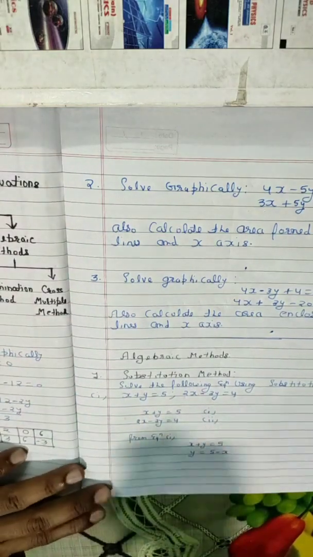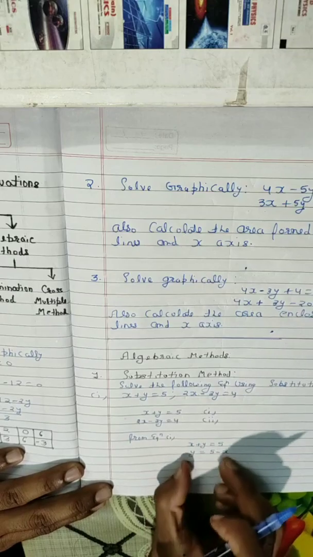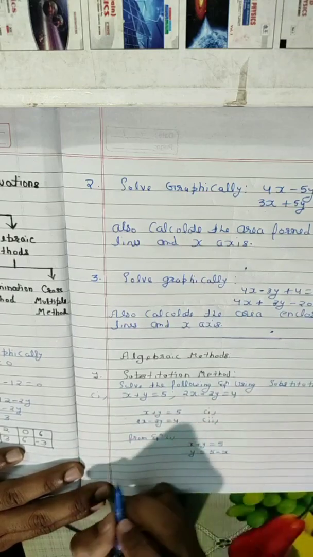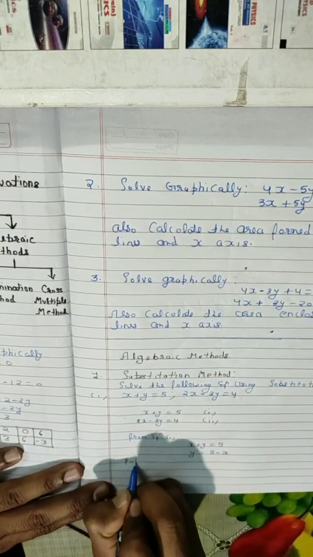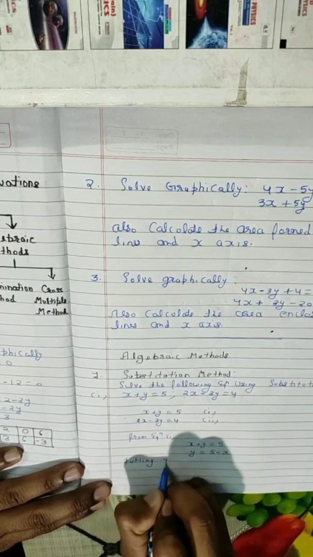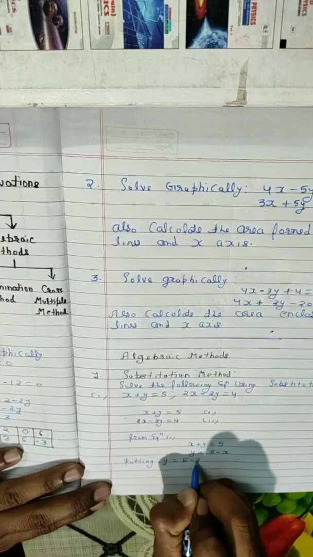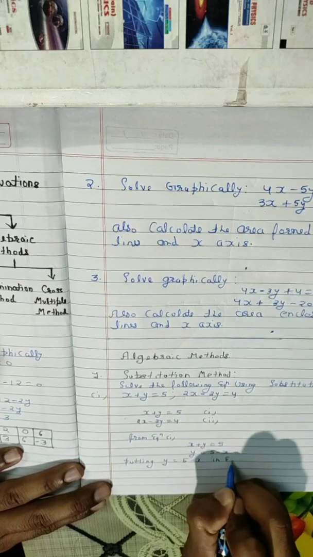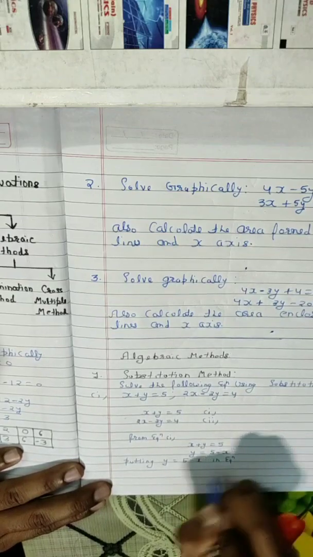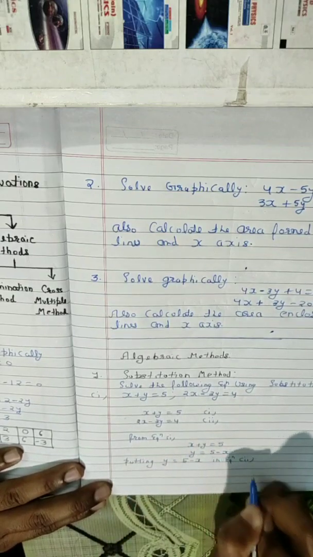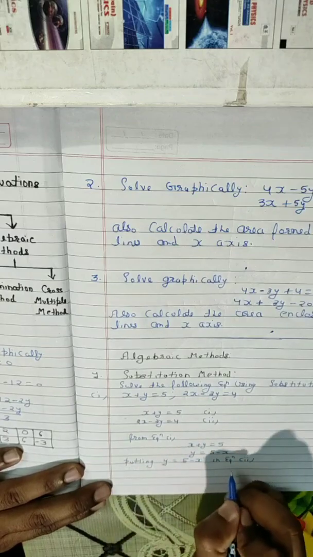Clear? Now let us put this value of y in equation number 2. So I am writing here, putting y is equals to 5 minus x in equation number 2. Putting or substituting y is equals to 5 minus x in equation number 2.